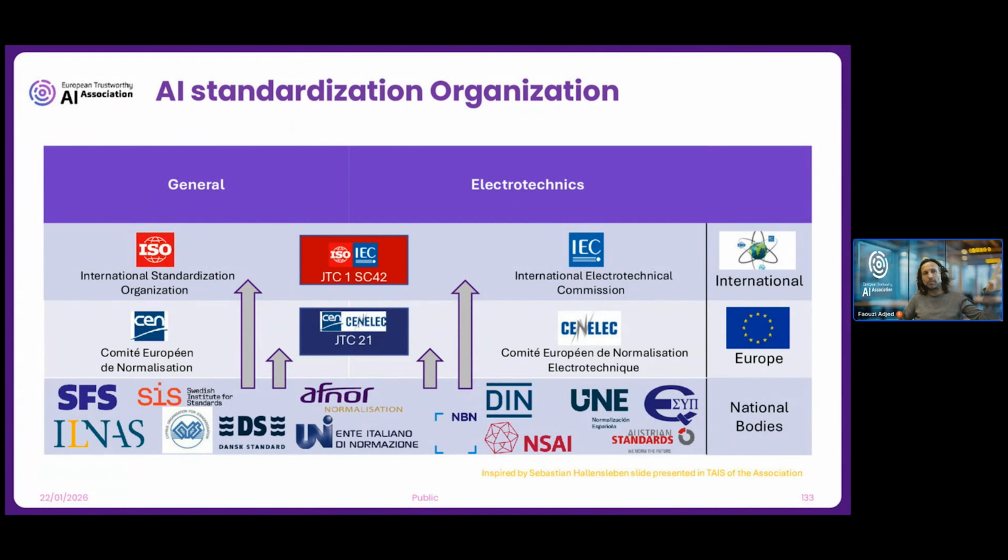We have on one side the CEN, which is Comité Européen de Normalisation. The name is in French; it is the European Standardization Committee. The other one is CENELEC, the European Electrotechnical Standardization Committee, Comité Européen de Normalisation Électrotechnique. And this is the European one. And we have the international one, which is the International Standardization Organization ISO, and the International Electrotechnical Commission IEC. As I said just before, it is organized in JTC1 SC42.